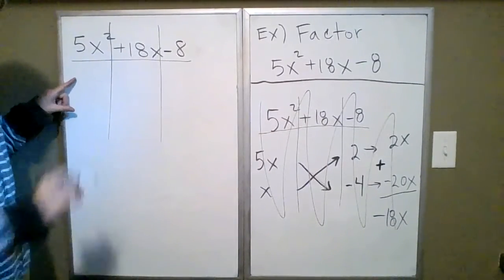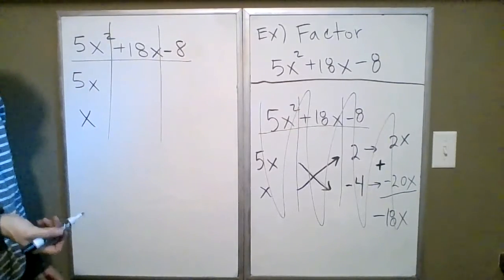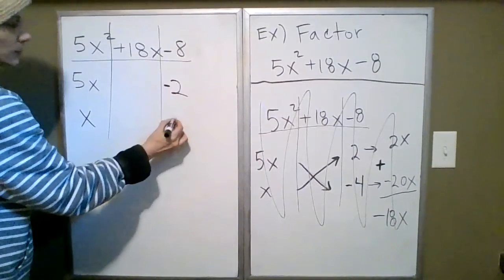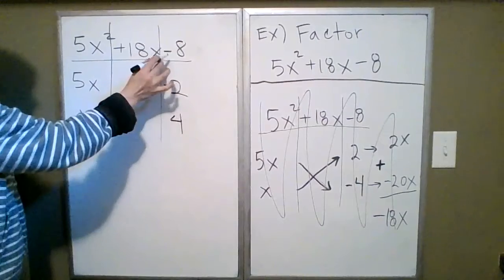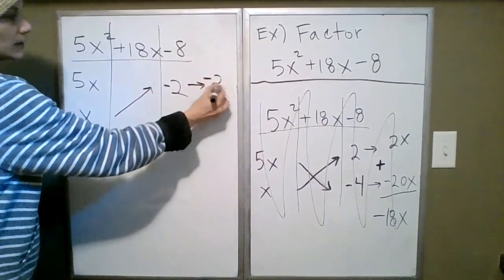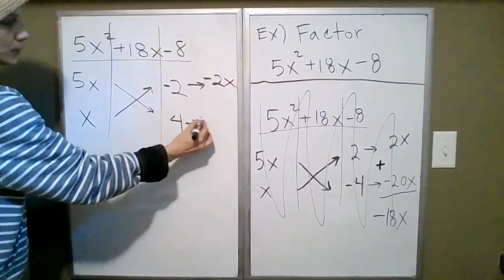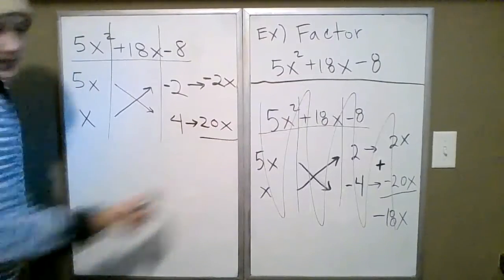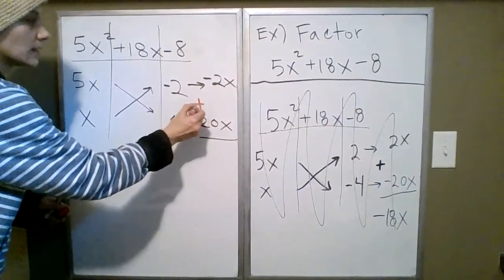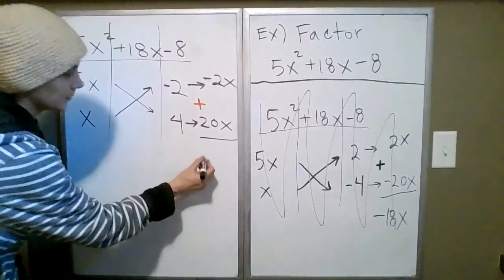So I'm going to stick with 5x times x. I think if I just change where the negative sign is, I should be fine. I'm going to keep 2 here, but make 2 negative, and then this will be +4. So it's multiplied to -8, but when you cross multiply, this will be a -2x. And down here is a +20x. And then you add the ends together. And if you get the middle term, then you have the right guess. So you've got +20x with a -2x is 18x, which is our middle term.